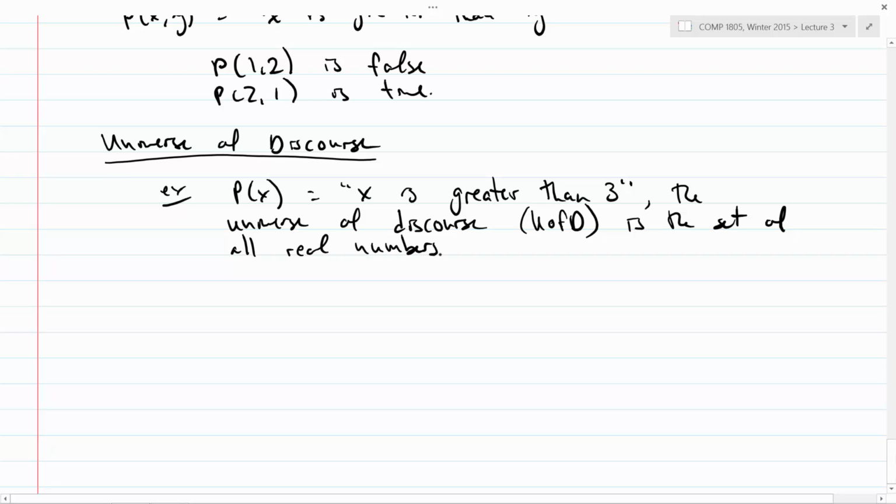You could say it's the set of integers if you wanted to. That's fine. The important thing is that you specify it. So on most questions, I will specify it for you. If I don't specify it, it means you have to tell me what it is. Question?